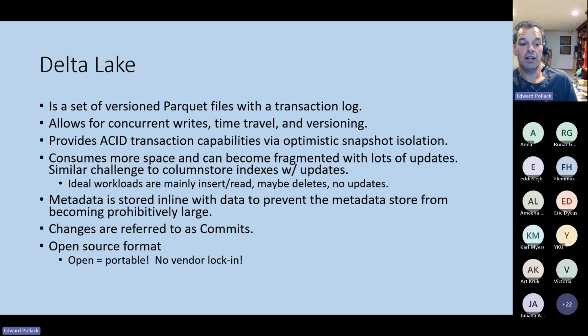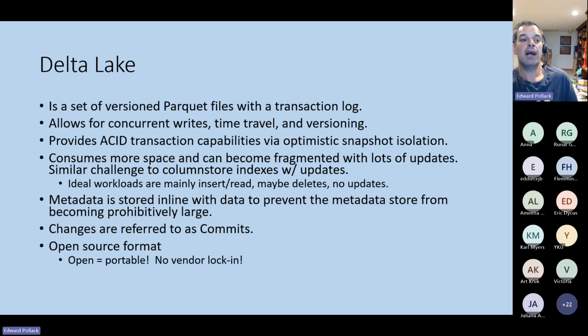The metadata is stored in line with the data, to ensure that your centralized metadata storage doesn't get monstrously huge, because it can when you're committing changes. Every change is called a commit, not like Git, but it feels a bit like it. Whenever you make an insert, update, or delete to your data, that's a commit, and the transaction log will get noted, and then Parquet data will get created. All of this information is stored, and it's big.